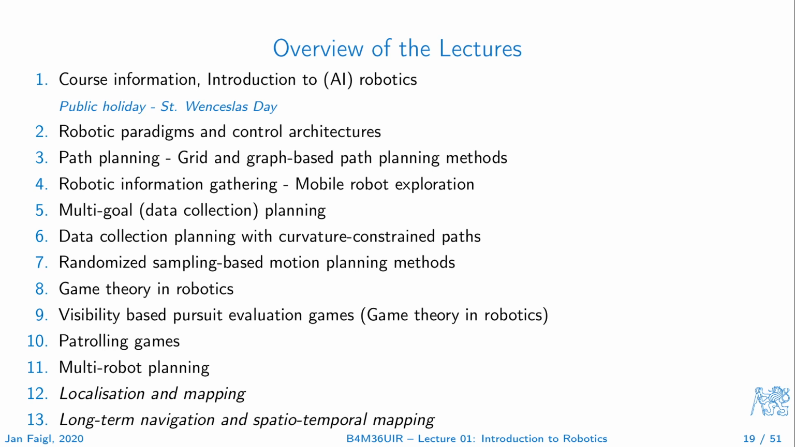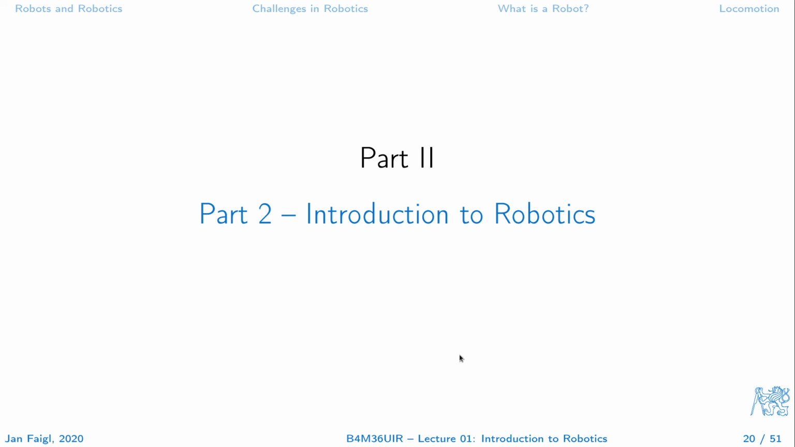The randomized sampling-based motion planning methods are quite important because they are very successful in motion planning, or even path planning, for complex robotic systems, including multi-joint robotic arms. And then you will have 3 lectures on game theory, and then we will touch on multi-robot planning, and I'm not quite sure about the last lectures. We will see what will be possible anyway. So that's all.